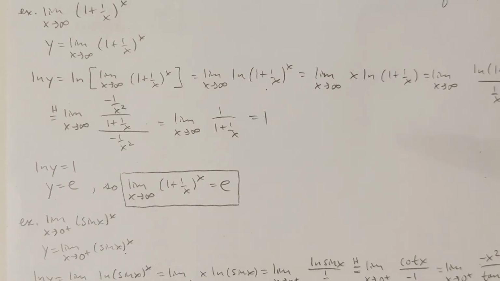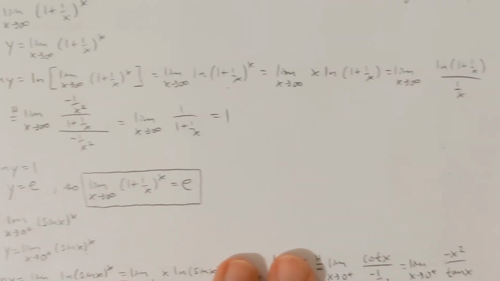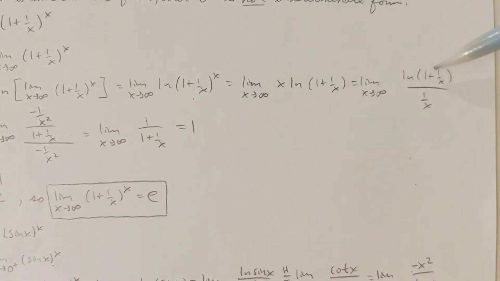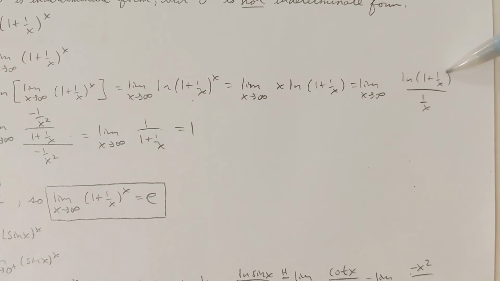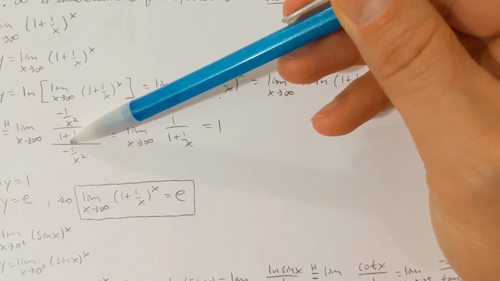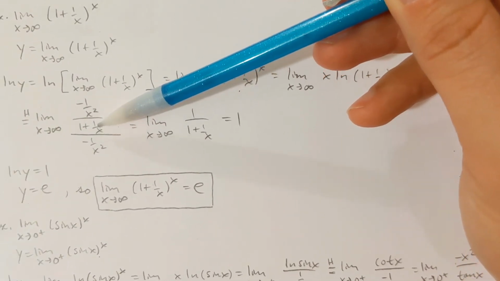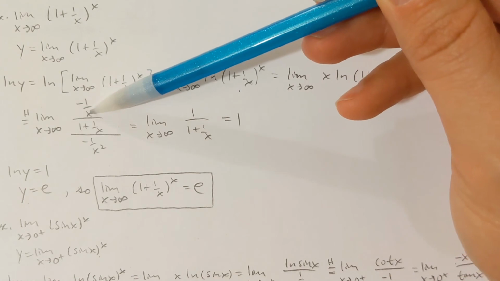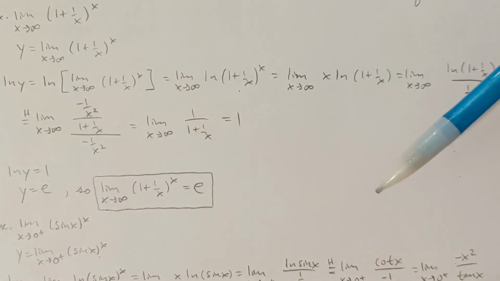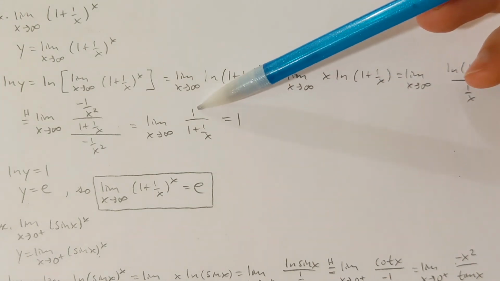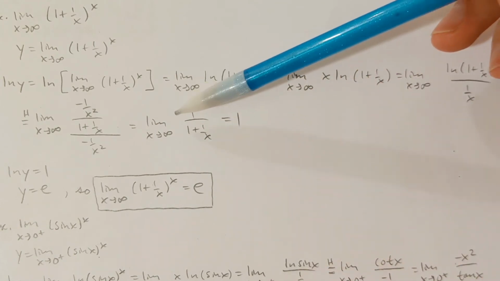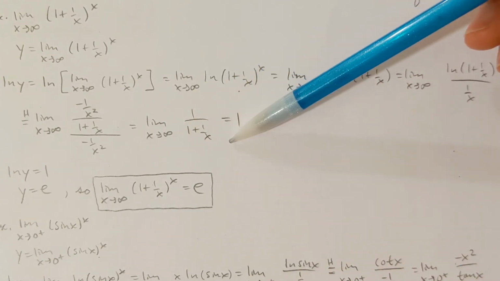You got the limit as x approaches infinity of the derivative of the denominator, which would be negative 1 over x squared. The derivative of the numerator, that'd be a chain rule. The derivative of the ln of an expression is 1 over the expression times the derivative of the expression. The derivative of 1 plus 1 over x is negative 1 over x squared. The negative 1 over x squareds will cancel, and that would leave me with 1 divided by 1 plus 1 over x inside this limit. And the limit as x approaches infinity of 1 over x, that's 0.